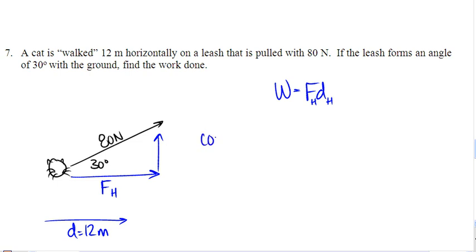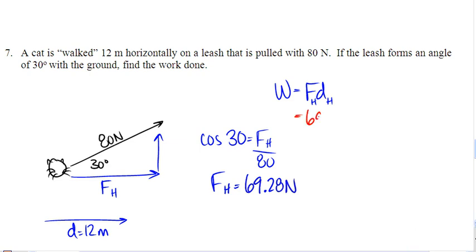It's going to be cosine 30 equals your horizontal force over 80. And you'll find that horizontal force is 69.28 newtons. That's the number we can plug in to calculate work. 69.28 times that horizontal 12 meters, 831 joules.